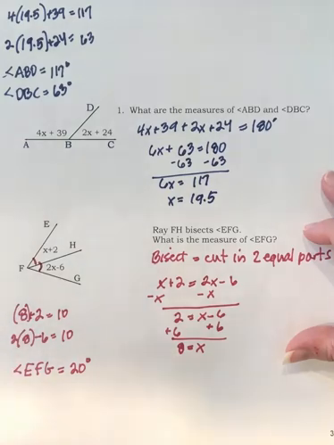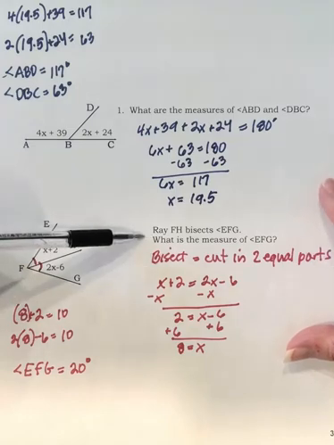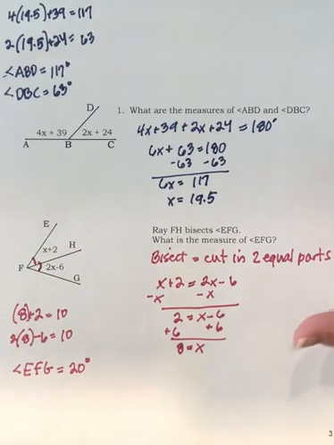So again, it depends on the information that you're starting with. Here I wasn't actually given any information at all. I just had to know that I had a linear pair, which means I can add the two angles together and set them equal to 180 degrees. Here I was actually given that I had a bisector, so I knew I had two congruent parts, and I could set two expressions equal to each other.